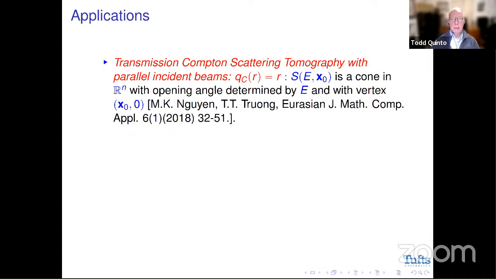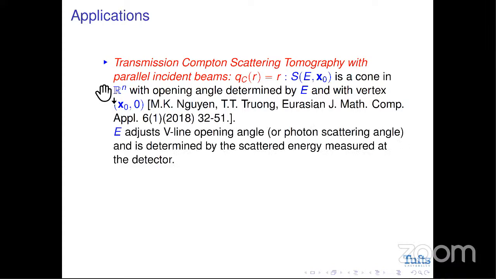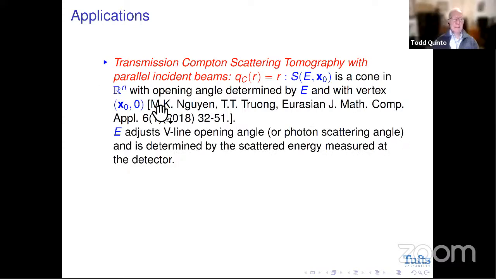What we're going to talk about is well known for this, but it's not well known for the other case. The energy adjusts the V-line opening angle, because the smaller E is, the flatter it is, and it is determined by the scattered energy measured at the detector. Good.